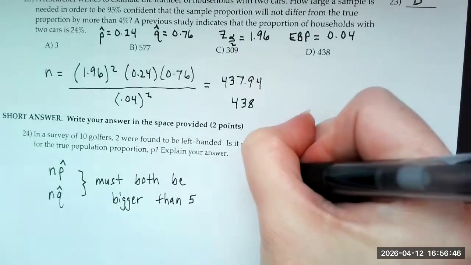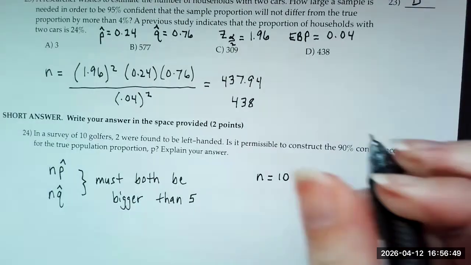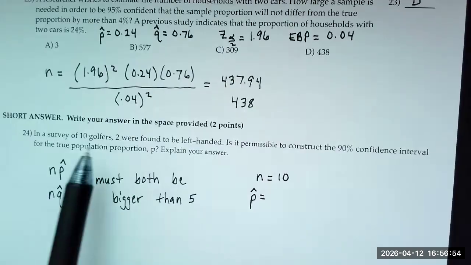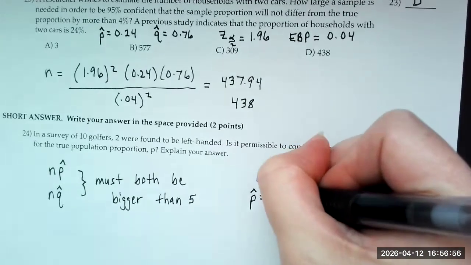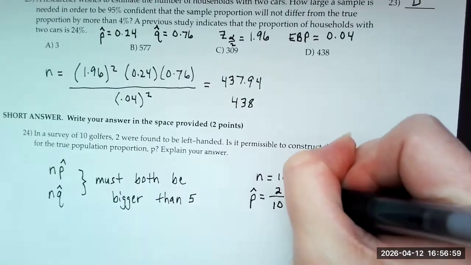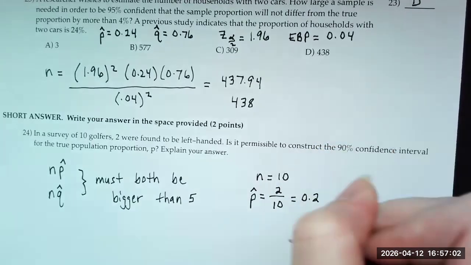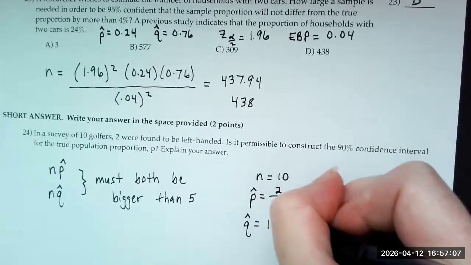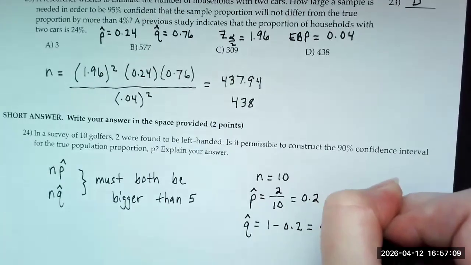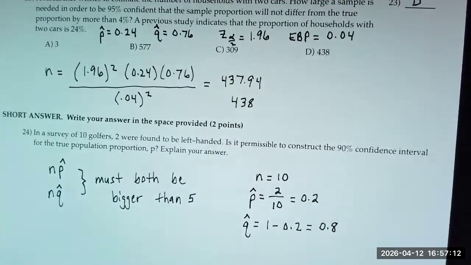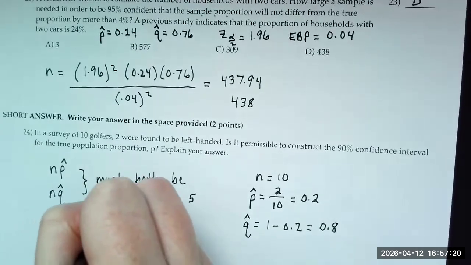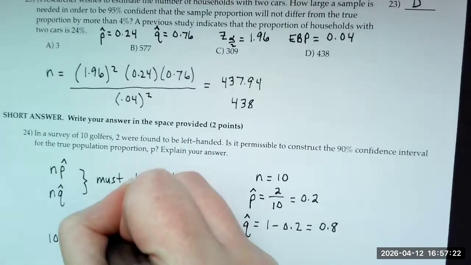So our n is equal to 10. And our p hat then, if we're talking about left-handers in this case, that's going to be your x value over the n. So your p hat is 0.2. And your q hat then would be 1 minus 0.2, which would be 0.8. So we're ready to do the n times the p hat. That's going to be 10 times 0.2. 10 times 0.2 just moves the decimal point over one place. That just pops out a 2.